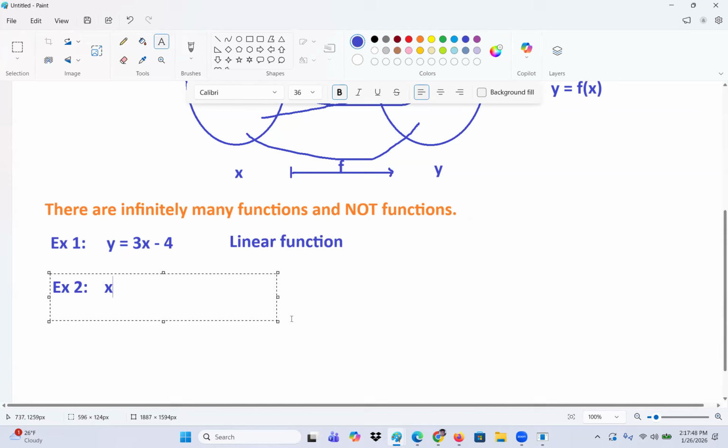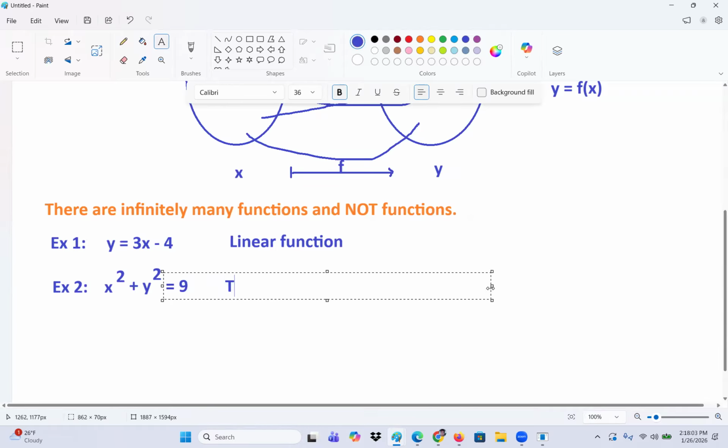Then example 2: you can have x squared plus y squared equal to 9. We definitely learn about the circle. I forgot to mention the circle. And yeah, there's a lot of things. So this is a circle equation, but this is not a function.